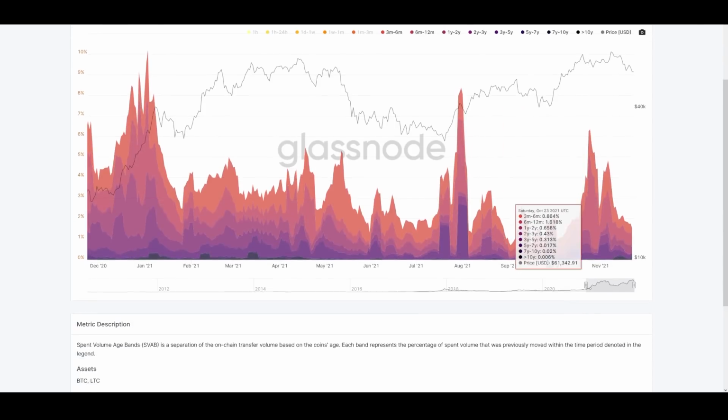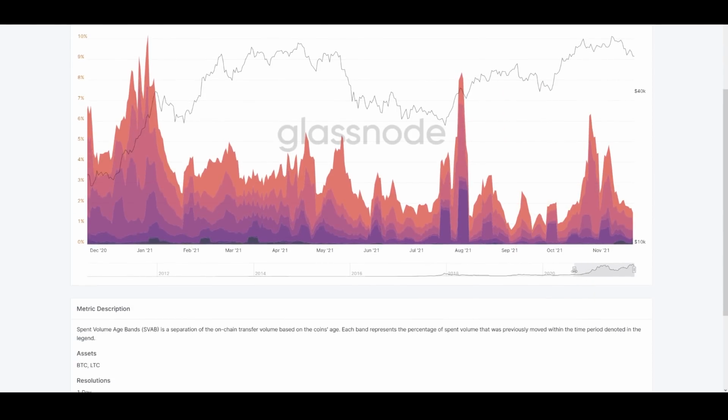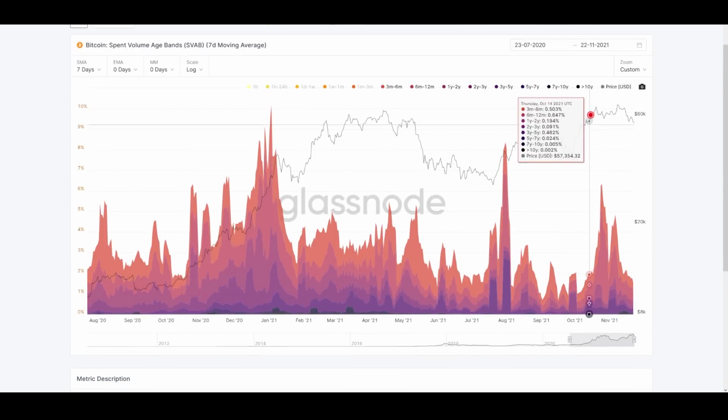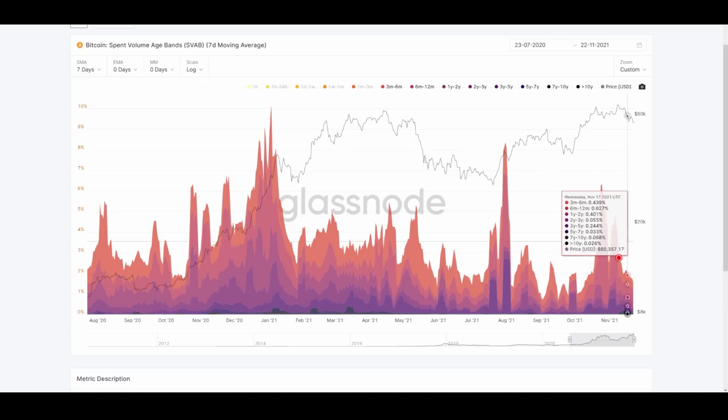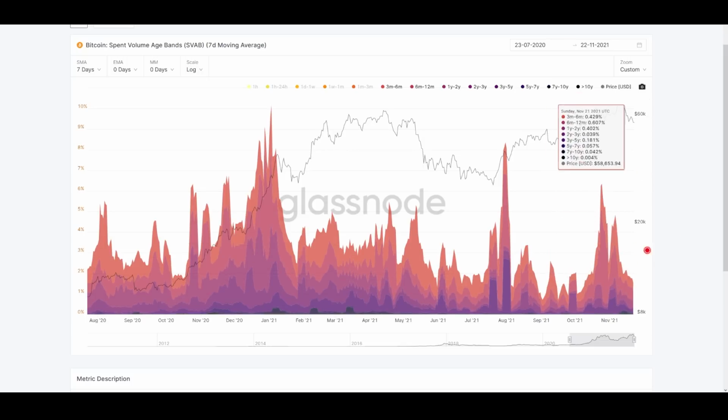We've been watching this chart to see if there was going to be a spike of older coin activity at the new highs that we set in October. We did get that spike of activity, and it has receded since. We haven't seen another burst of older coin selling.